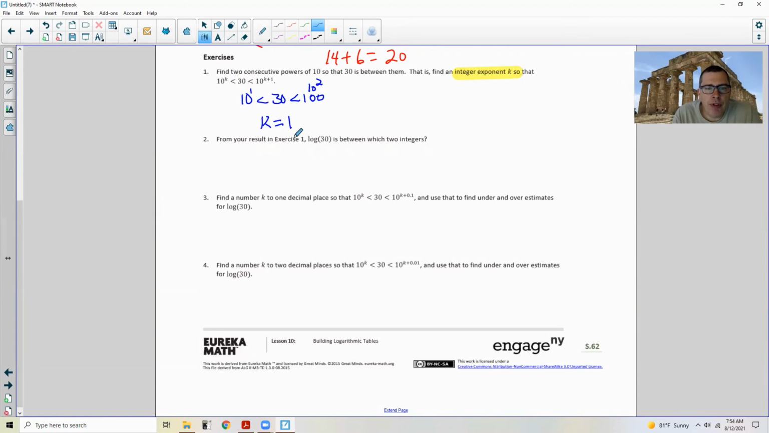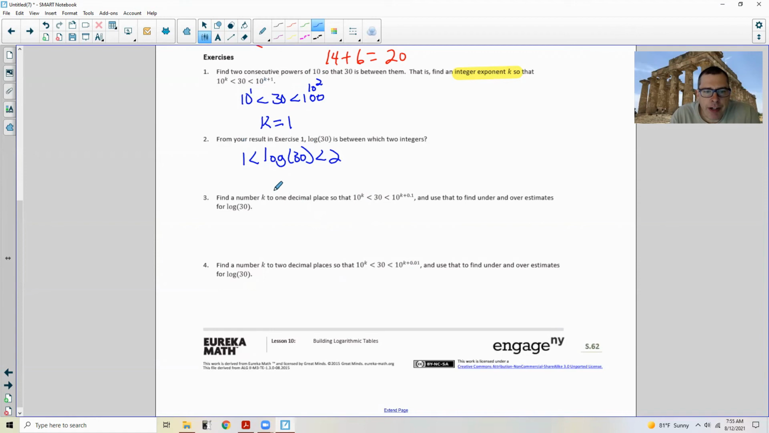So number 2 says, from your result in exercise 1, the log of 30 is between which 2 integers? Okay, well, since 30 is some power of 10 between 1 and 2, that's what we got from here, then the log of 30 has to be between those powers. So we would say the log of 30 is between 1 and 2, because our powers are what the log of something equals.